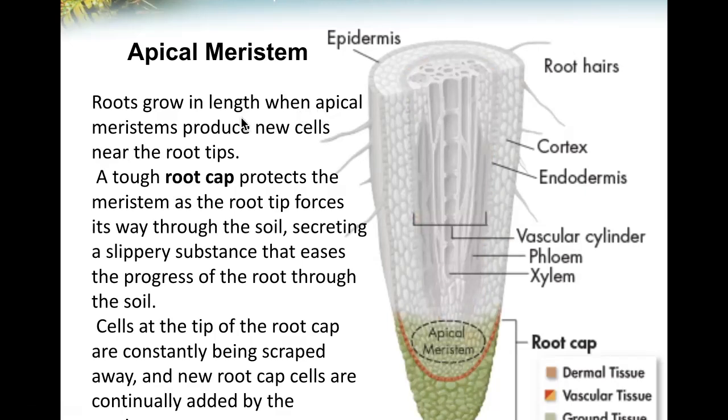Roots grow in length when the apical meristem produces new cells near the tip of the root. A tough root cap protects the meristem as the root tip forces its way through the soil, secreting a slippery substance that eases the progress of the root through the soil. Cells at the tip of the root cap are constantly being scraped away, and new root cap cells are continually added by the meristem. Like a worn drill bit, these cells wear off and they're replaced from underneath.